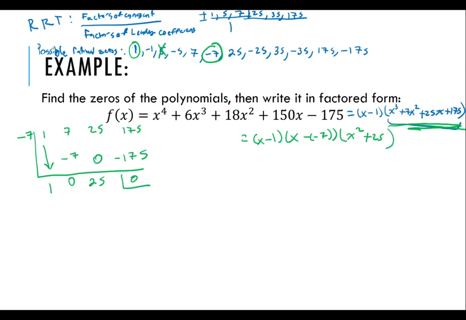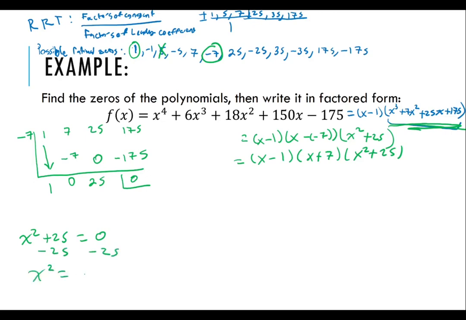Now at this point, we could clean it up some. That is x minus 1 times x plus 7 times x squared plus 25. Now I see it's a quadratic, and if you want to use the quadratic formula, that's okay, but I'm going to save myself some time, and I'm just going to use the square root property. x squared plus 25 is equal to 0. Minus 25 on both sides, that is x squared is equal to negative 25. Then I take the square root of both sides. When you take the square root of a square, you get plus and minus. And so this is then going to be x is equal to plus and minus the square root of negative 25, which is really 5i.